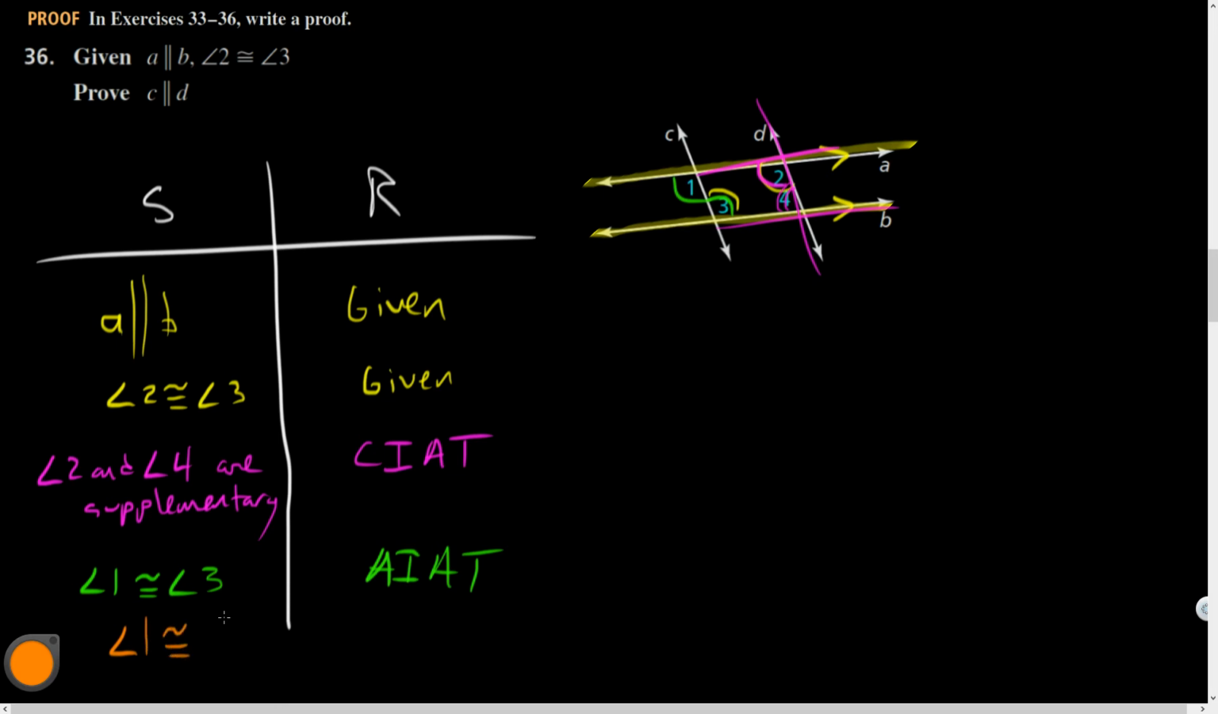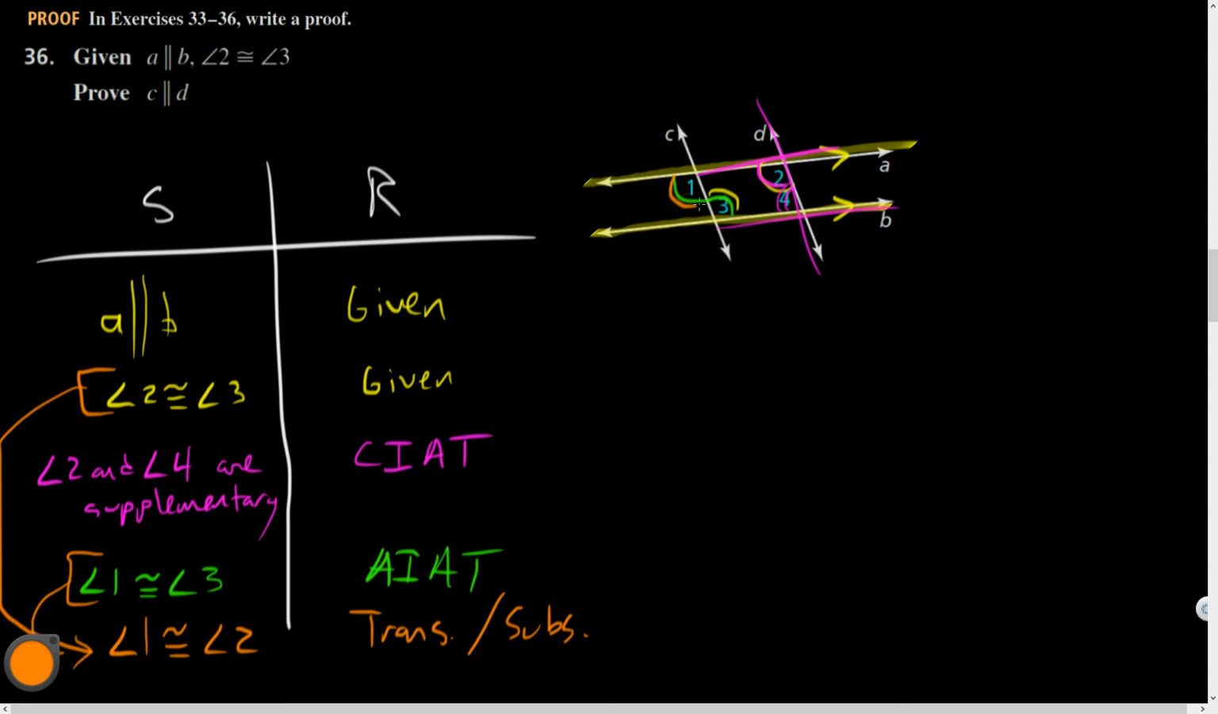Angle 1 is congruent to angle 2. I don't think I even needed angle 4. Right? Angle 1 is congruent to angle 2, which is what someone said earlier. They were right. It's true. They just didn't know why it was true. We'll check this out. If I combine this and this, I know that if 1 is congruent to 3 and 3 is congruent to 2, therefore 1 is congruent to 2 by transitive or substitution. Either one works.